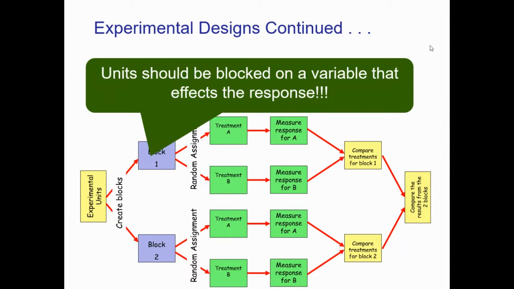So notice that on the blocks, units should be blocked on the variable that affects the response. So in our, again, going back to the calculus example, we blocked on professor because different professors could affect how well the students do. Some professors could be easy, some could be hard.